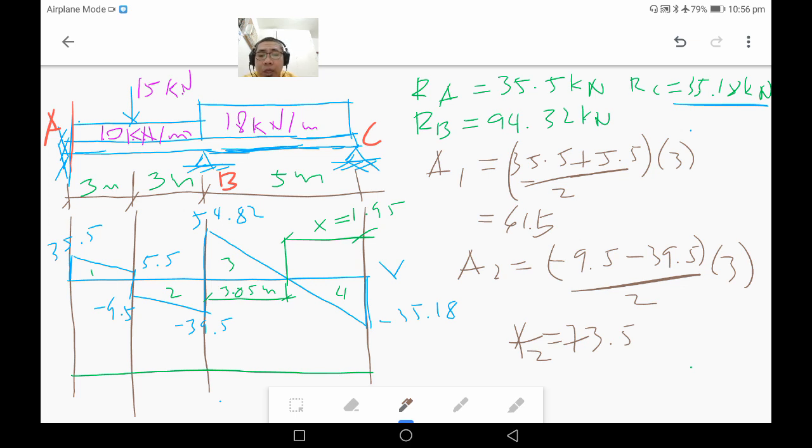So let us check, no? Kanina, yung moment natin dito sa fix, ano yung moment natin doon? 37.9, no? So dito meron agad tayo na negative 37.9 dito sa baba agad, no? And then negative 37.9 plus positive area na 61.5. Tama? That is 23.6.